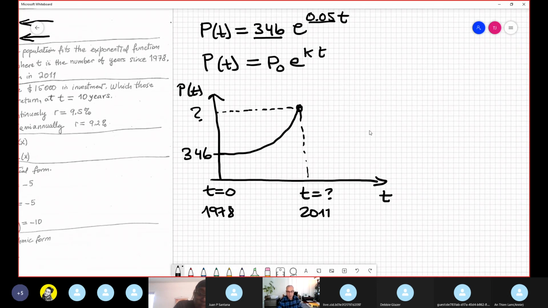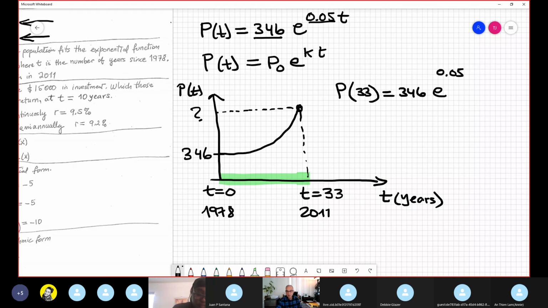Okay, first of all, I need to find the interval. How many years do we have? It's obvious, use subtraction: 2011 minus 1978. I did that on my calculator: 33 years. Basically, this number is 33 years. This time is measured in years in our problem. Okay, plugging in, the population at 33 years is equal to 346 e to the 0.05 multiplied by 33, the time. And this is the answer I am looking for.